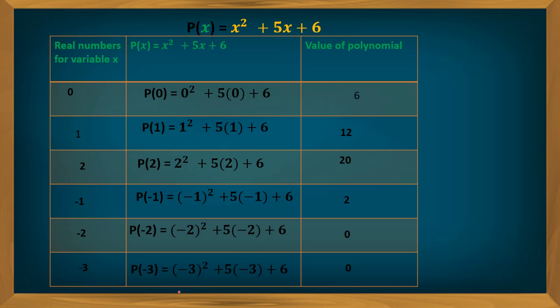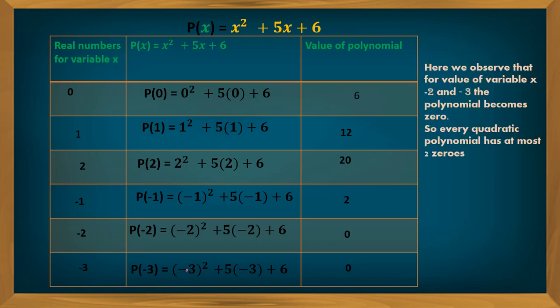So what are we observing here? We observe that for the values of variable x, minus 2 and minus 3, the polynomial becomes 0. That means minus 2 and minus 3 make the polynomial 0. So here we understand that there are two values for which the polynomial becomes 0. That means every quadratic polynomial has at most 2 zeros.